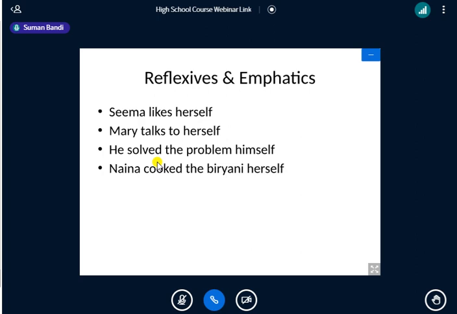See, this problem nobody could solve, only he solved. So, definitely I have to give importance to him, isn't it? So, he solved the problem himself. Means nobody helped him. He did it on his own. That is why you are giving additional importance. So, in that kind of situation we use an emphatic pronoun. But reflexive pronoun, as I said, that pronoun itself should be the object.